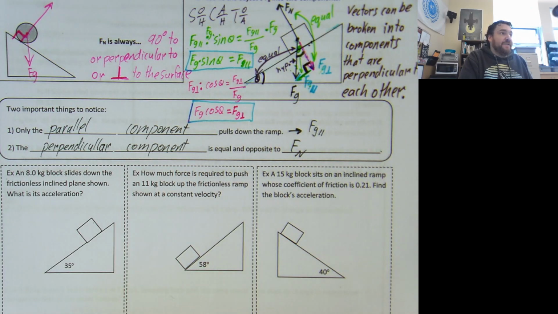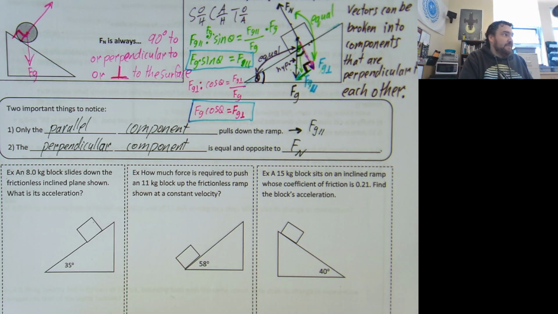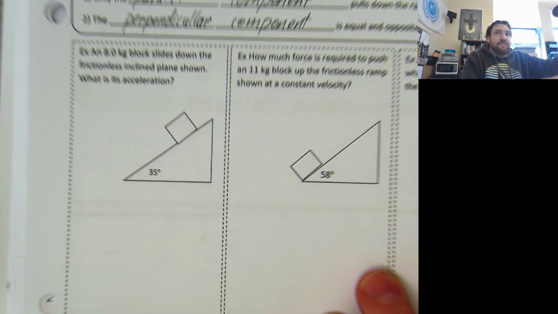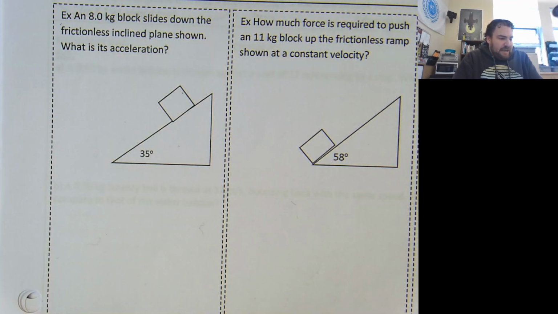Stop me if there's any confusion, any doubt. Okay, then let's go. 3 examples. We've got an 8-kilogram block. It slides down a frictionless inclined plane as shown. What's its acceleration? Okay, free body diagram.